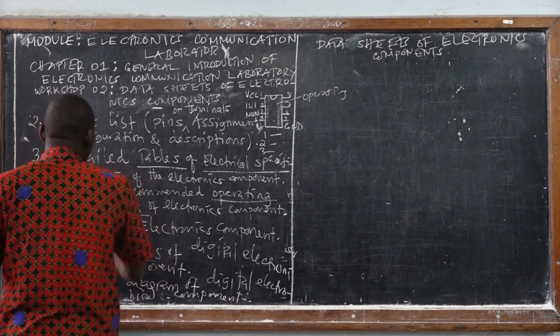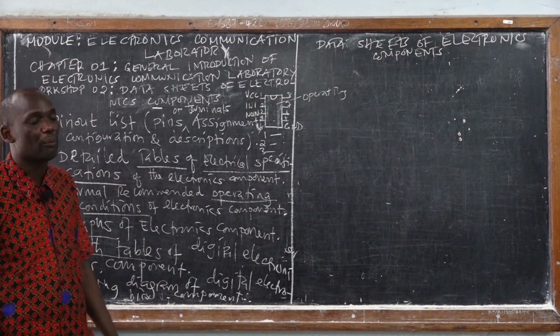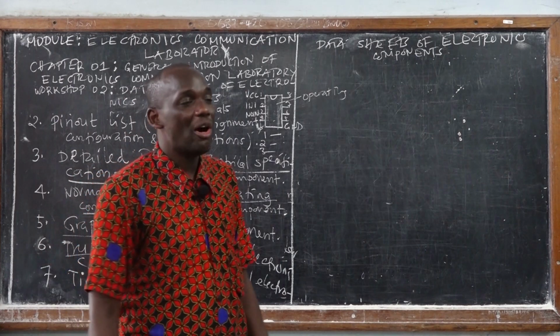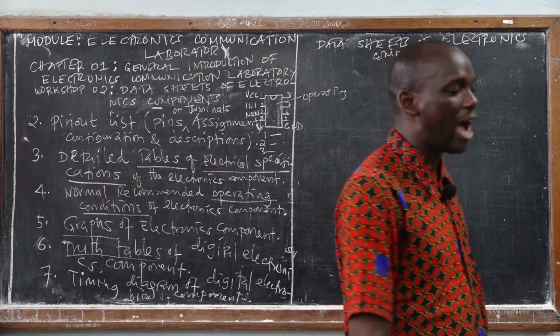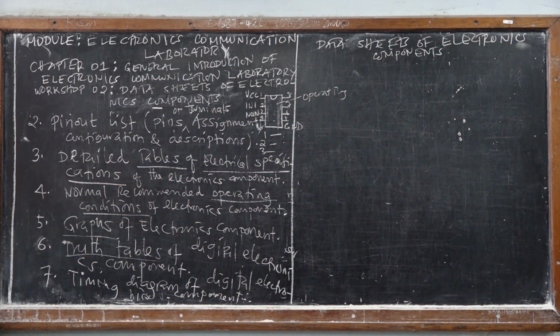Then we say graphs of electronics components. Mostly the data sheet. According to my research, one of the technical documents that has a number of graphs is the data sheet. You may find a data sheet which has 10 graphs of one component.